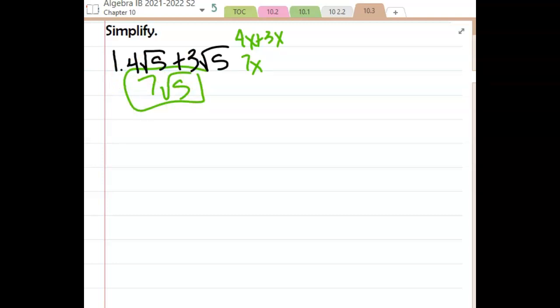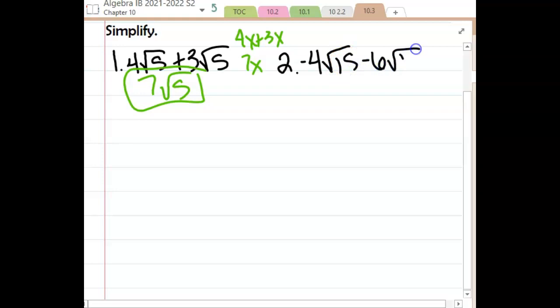Just like with like terms, the variable part doesn't change. The radical part does not change. You keep it the same. Okay, number 2, negative 4 square roots of 15 minus 6 square roots of 15.